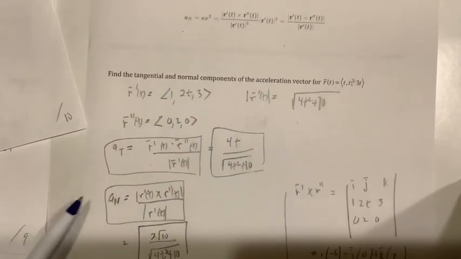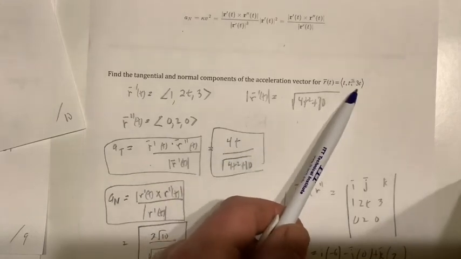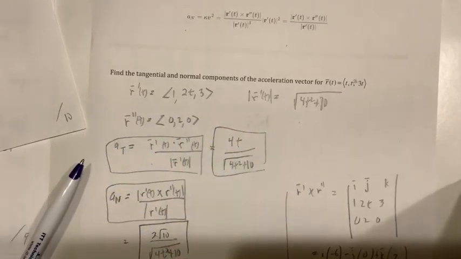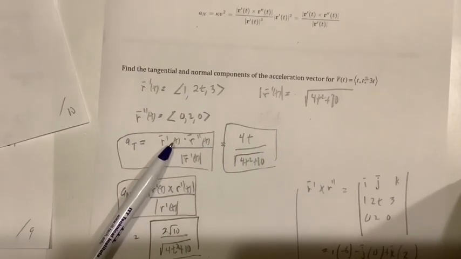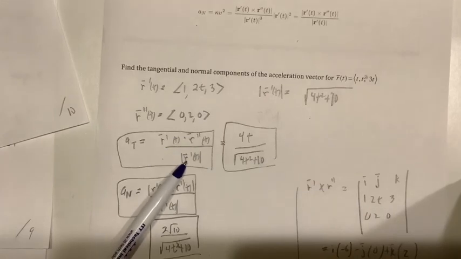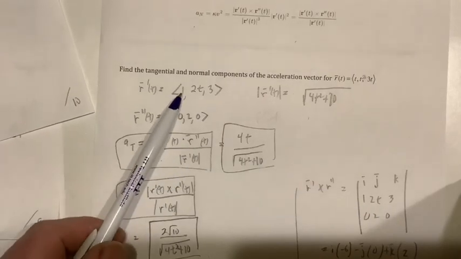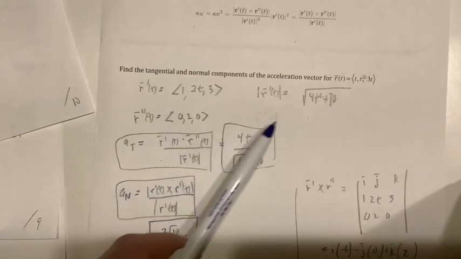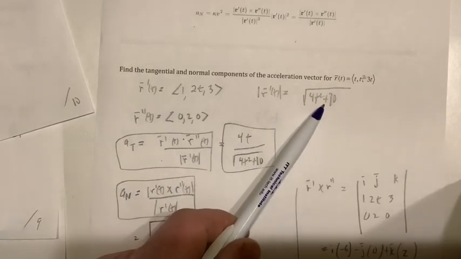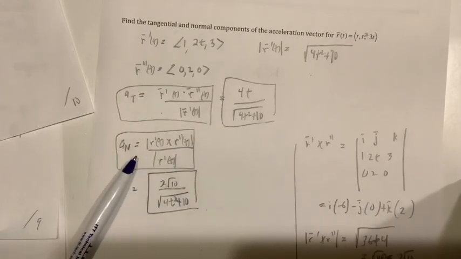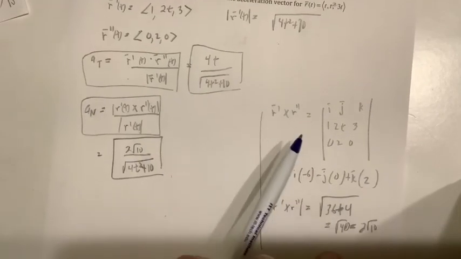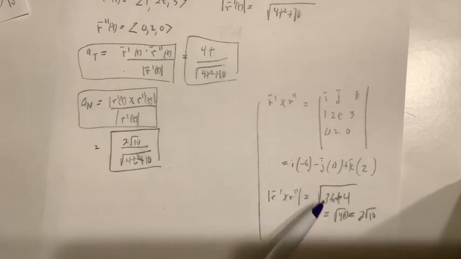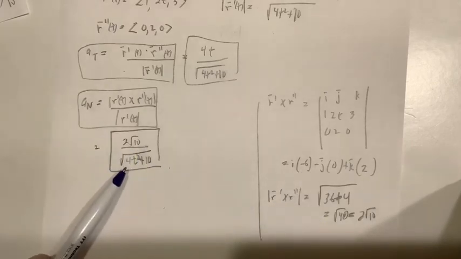So for example, here's a problem. If you're given a vector valued function, find the tangential and normal components. The tangential one is easier to compute. It's just the dot product of r prime with r double prime over the magnitude of r prime. r prime is this, r double prime is this. The magnitude of r prime is the square root of 4t squared plus 10. So you get this. Now for the normal component, you have to cross r prime with r double prime and take the magnitude. I get that over here. And then you divide by the magnitude of r prime.